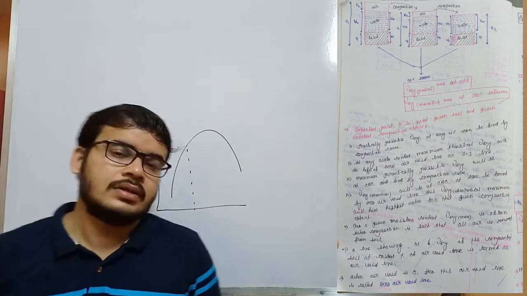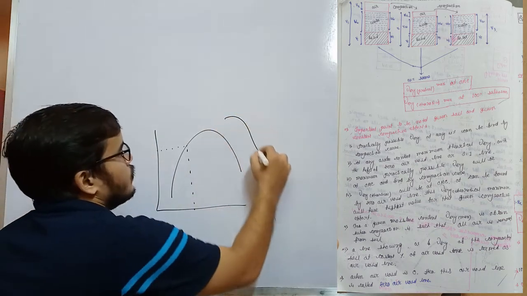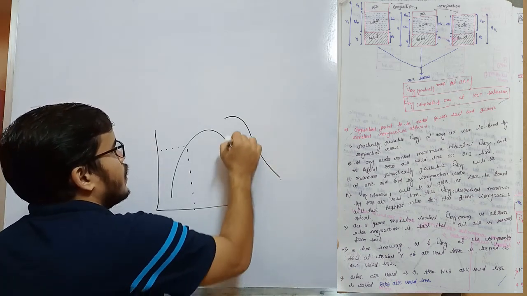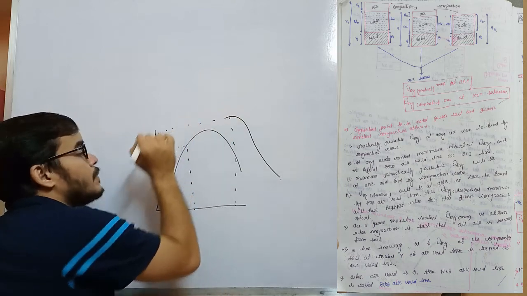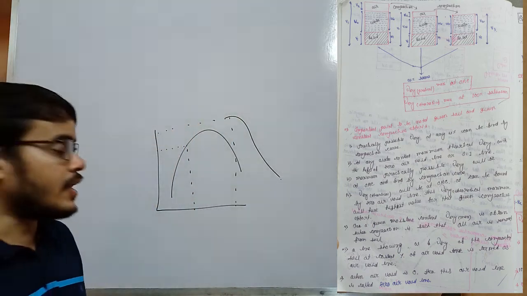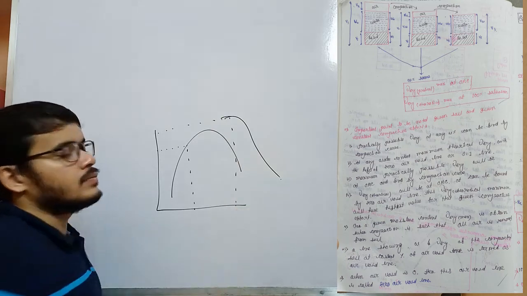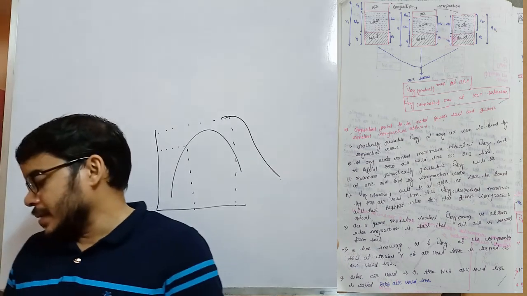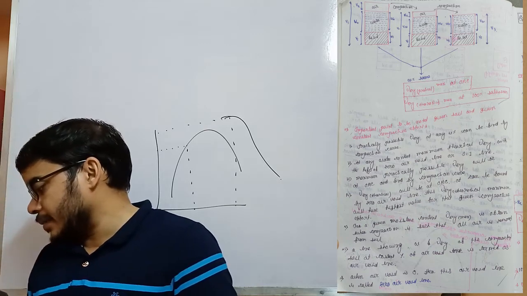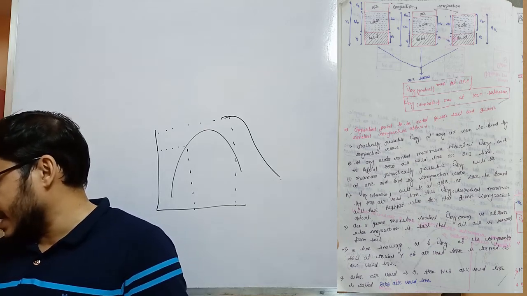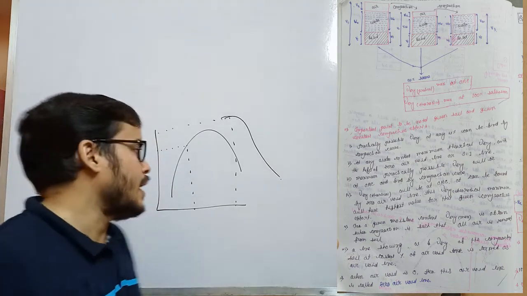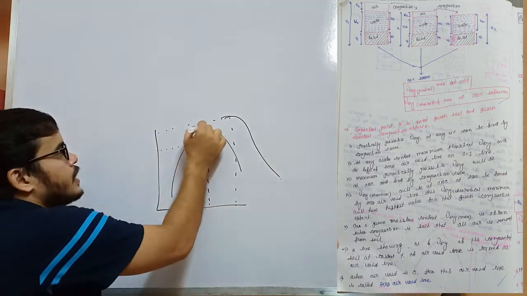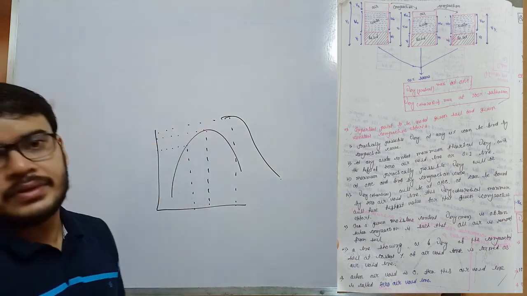Next, at any water content, the maximum theoretical gamma dry can be found with the help of the zero air void line, or S equals 1 line, degree of saturation 1. And this is the theoretical curve. At any water content, the value of theoretical maximum gamma dry can also be calculated from this graph. And third point, maximum practically possible gamma dry will be at OMC and is found from the compaction curve. At the OMC, optimum moisture content, we can get the maximum value of gamma dry.